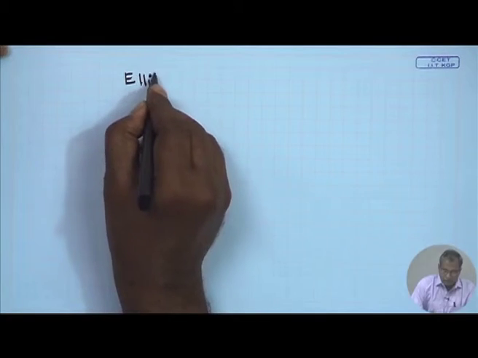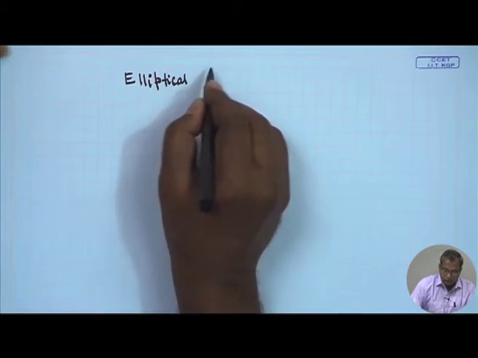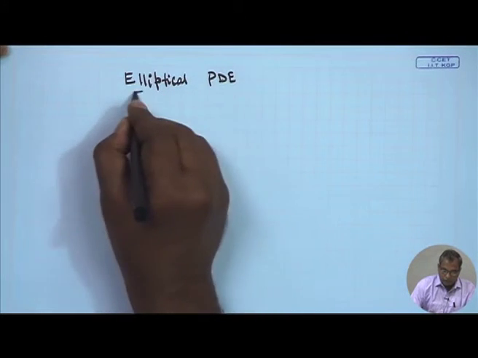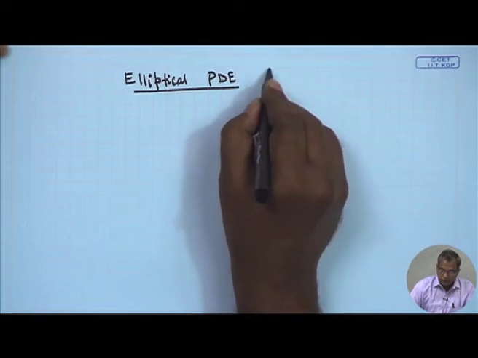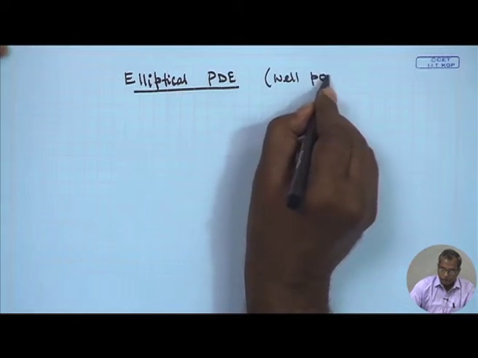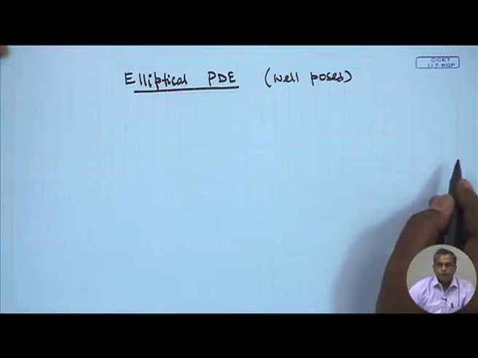Welcome to this session. We are looking into the solution of elliptical partial differential equations, which represent the steady state of any process. Let us look into a two-dimensional elliptical partial differential equation, and we will be looking into the ill-posed problem, because in an actual problem all the boundary conditions may not be homogeneous at proper boundaries.